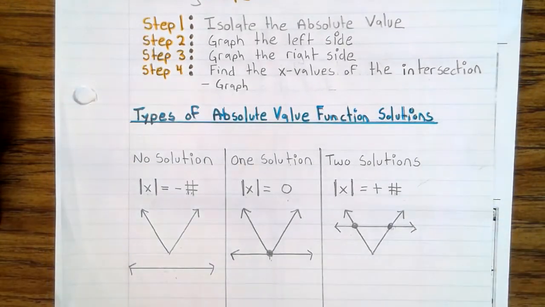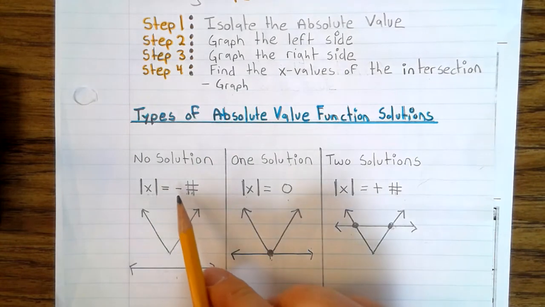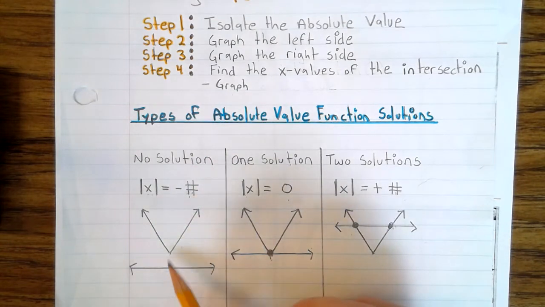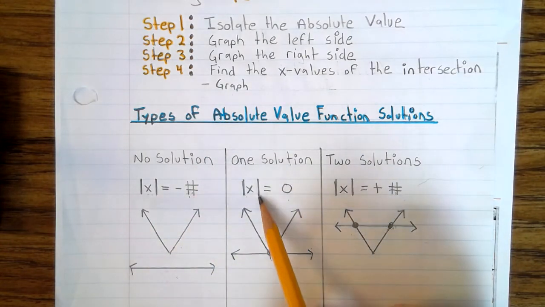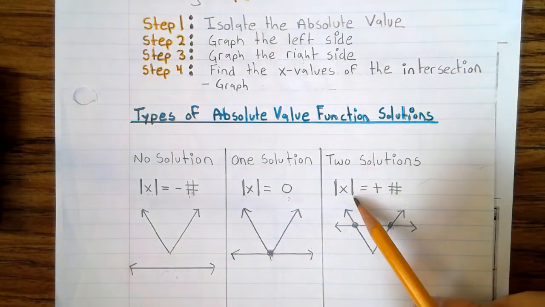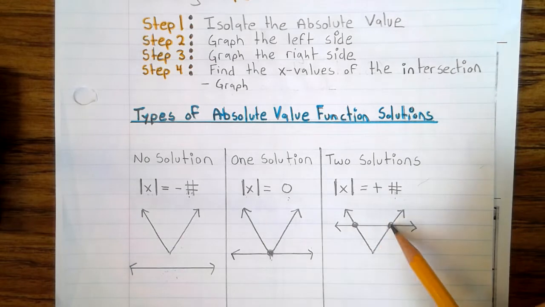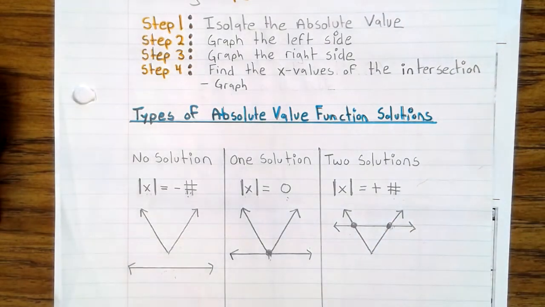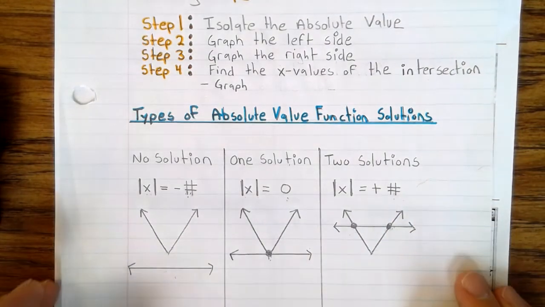All right, types of absolute value function solutions. When you have no solution, the absolute value equals a negative number, and the graphs will not intersect. When the absolute value of x equals 0, you'll have one solution, where they intersect once. And when the absolute value of x equals a positive number, they intersect twice. So you would finish up your notes. All right, now your notes are updated.